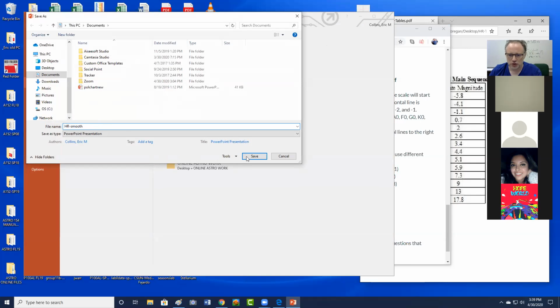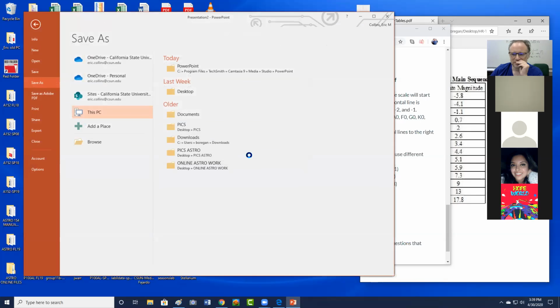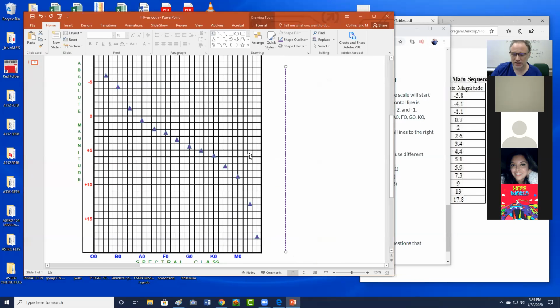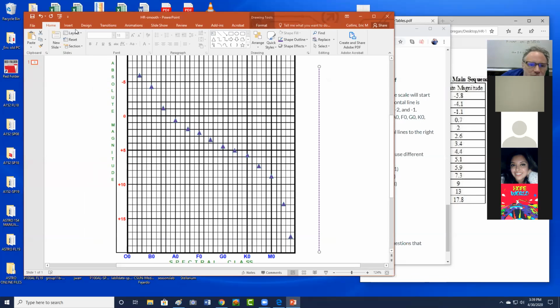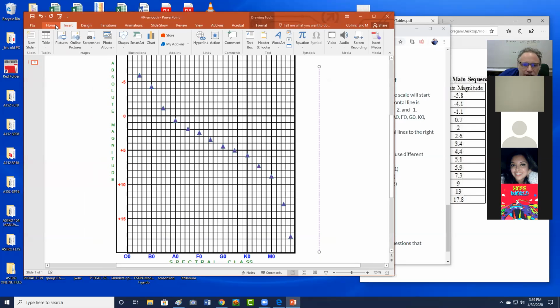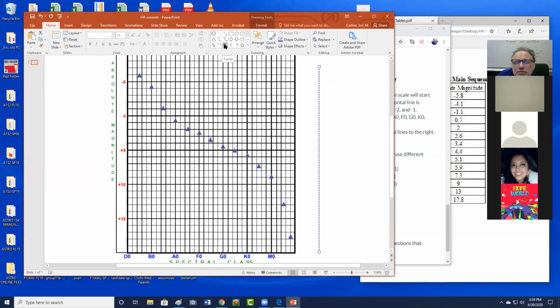HR smooth. I guess I can use a smooth curve. Now, if you're drawing, it's actually easy. You just kind of connect the dots, but instead of just going straight, you use curves. What I need to do is go over here and say, what is this one here? It says, this is just a curve, okay? And I need to just connect.